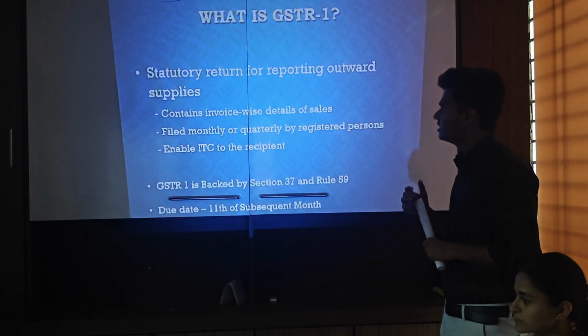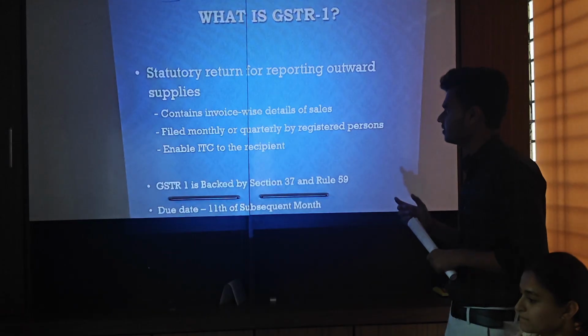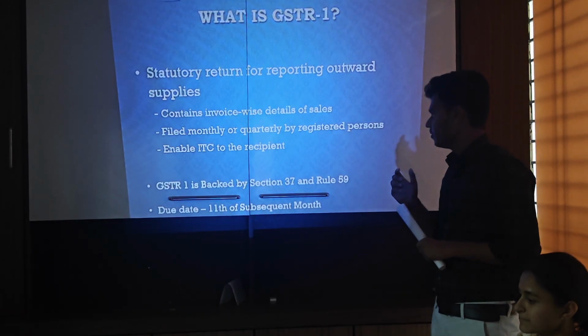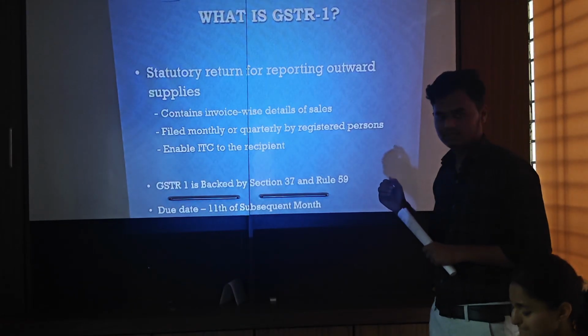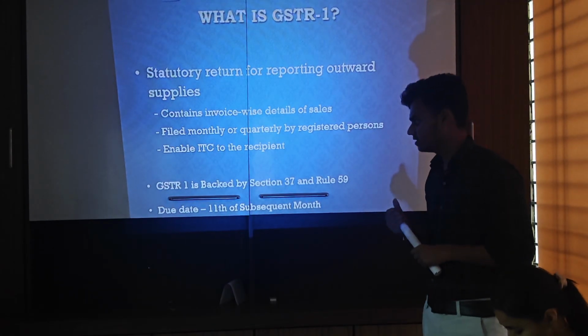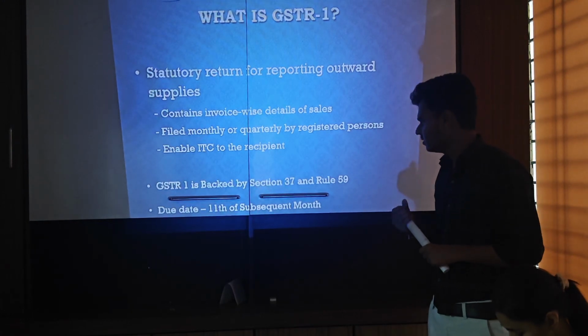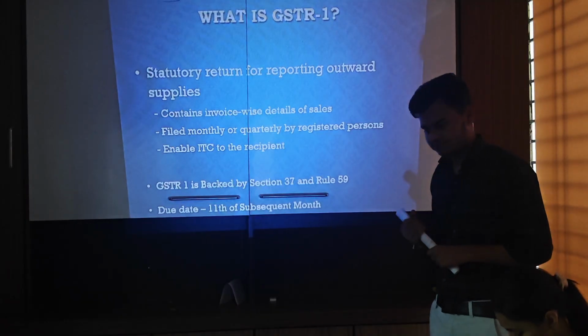Next, what is GSTR1? GSTR1 is a statutory return for reporting outward supplies. It contains invoice-wise details of sales, filed monthly or quarterly by registered persons, and enables ITC to the recipient. GSTR1 is backed by section 37 and rule 59, and the due date is the 11th of the subsequent month.